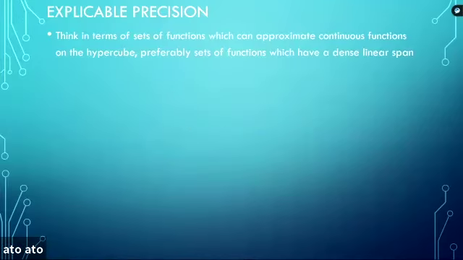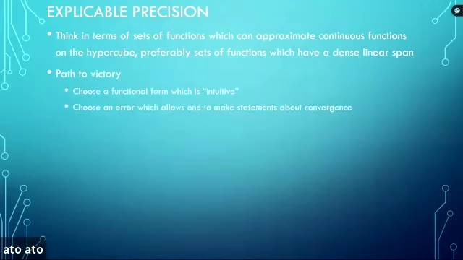Okay, and this leads to the idea of explicable precision. So, like I said, we have to think in terms of functions which are continuous on the hypercube. What's the path to victory? Well, you choose a functional form which is intuitive. What do I mean by intuitive? Well, this is where we get to the question of model opacity, right? So, people often refer to neural networks or random forests as a black box technique.